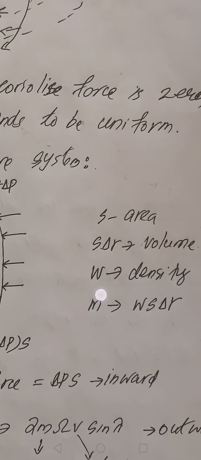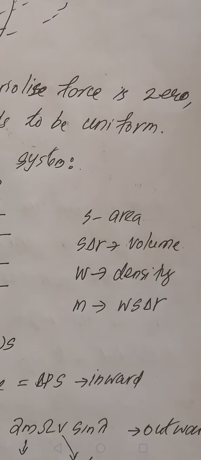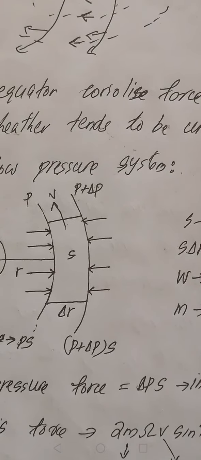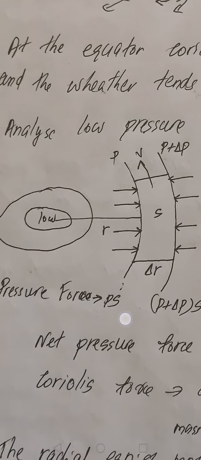Okay, so w is the density of air. Therefore, mass will be density into volume, w into S delta r. That is the mass of air in this parcel, or in this region. Okay, you got it? So what is the force here?